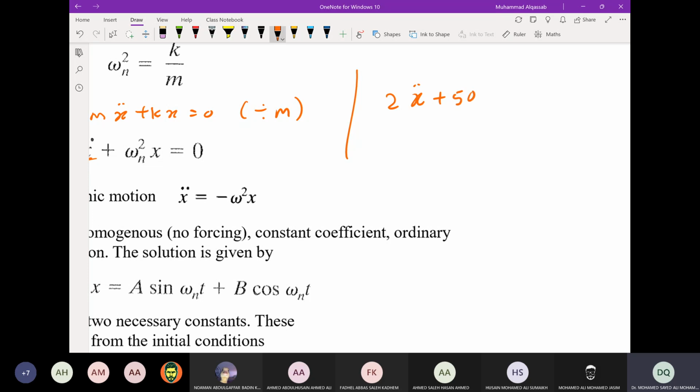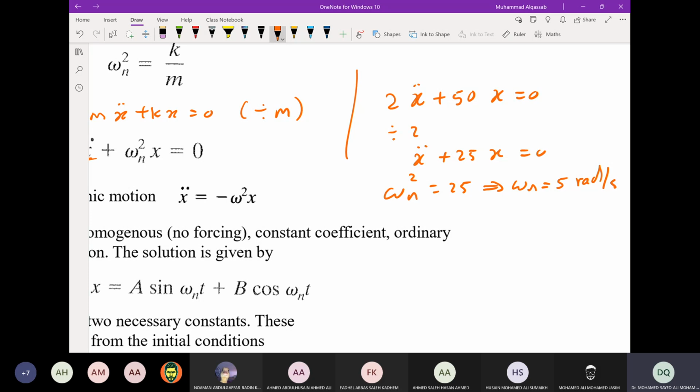Okay, let's say 50x equal to 0. What is the natural frequency here? Divide by 2 and we reach x double dot plus 25x equal to 0. Then omega n squared is 25. And then you take the square root, you get omega n equal to 5 radian per second. And of course, there is no negative frequency. We take only the positive value when you take the square root.